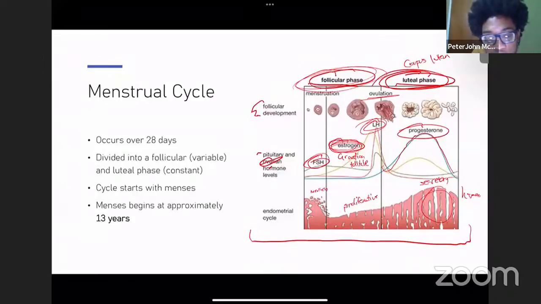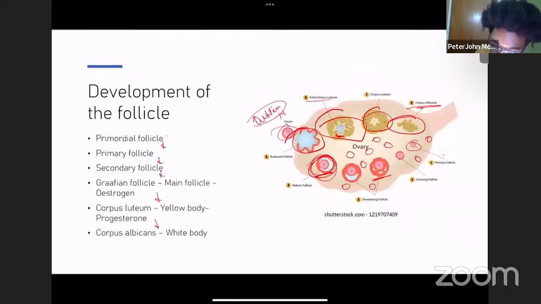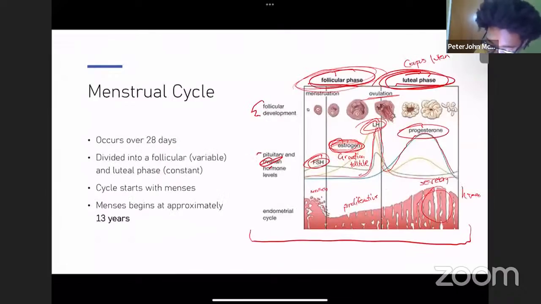LH, what does LH mean? Luteinizing hormone. What does luteinizing mean? Luteinizing is just like the signaling of ovulation. So when this LH starts to get high, that's when you release this ovum. So LH spikes at around day 14. Why? Because that's when ovulation is occurring.